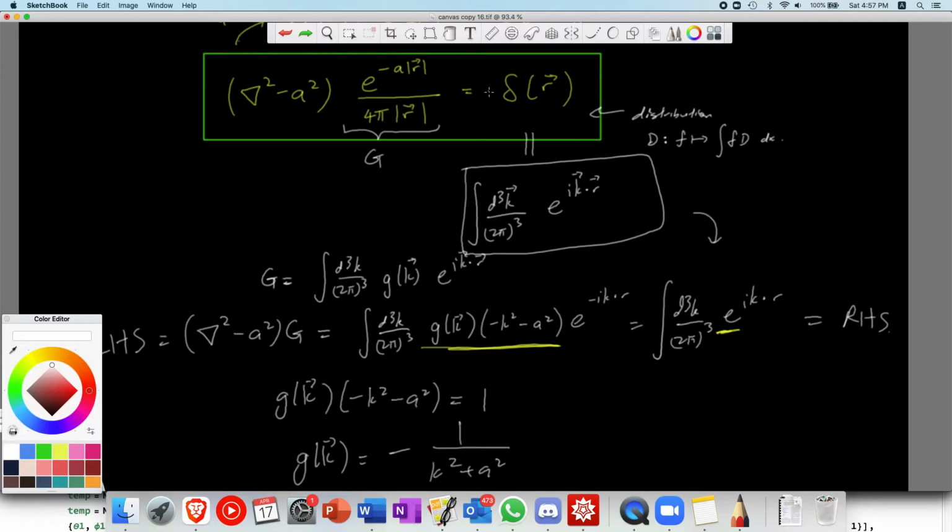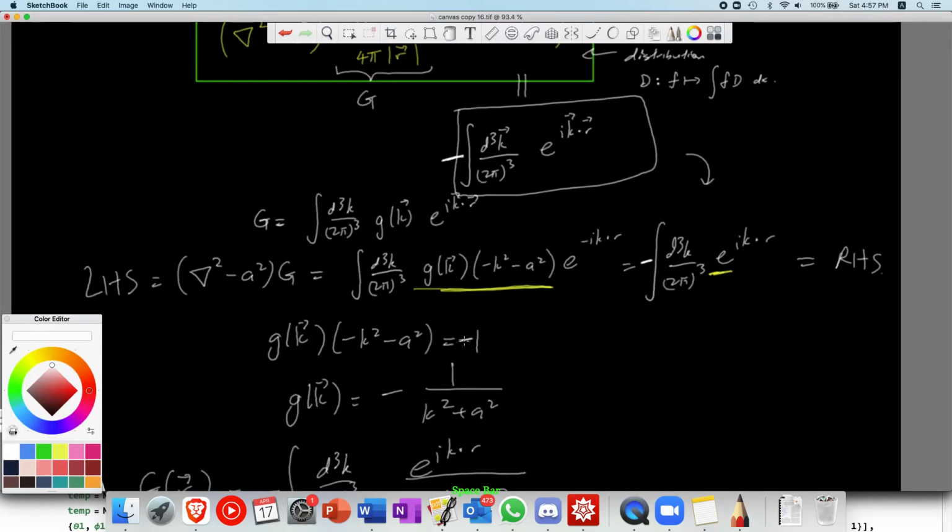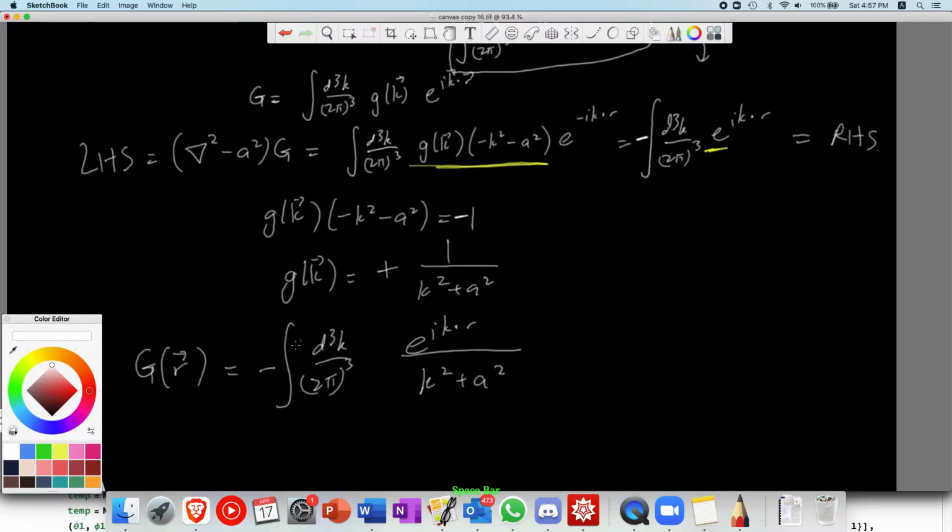So let me just introduce it here. This should be minus. Then this will be minus 1, and this will be minus, and then this will be minus 1, this will be plus, and this will be plus.